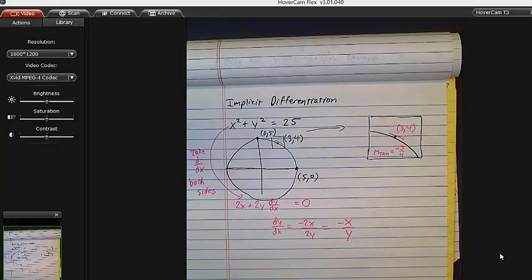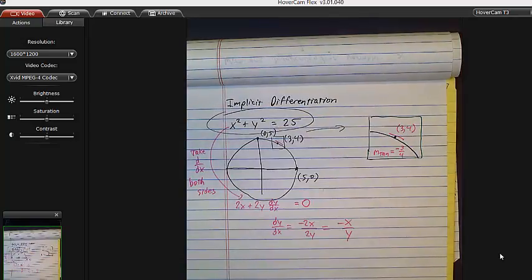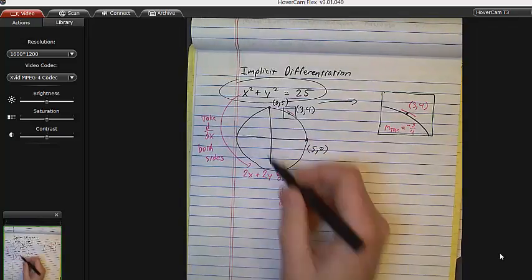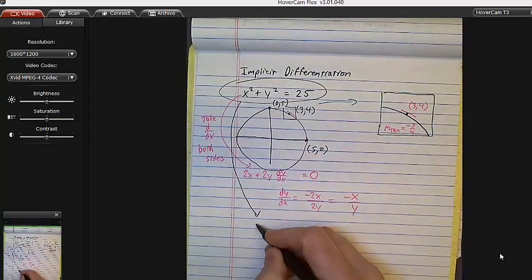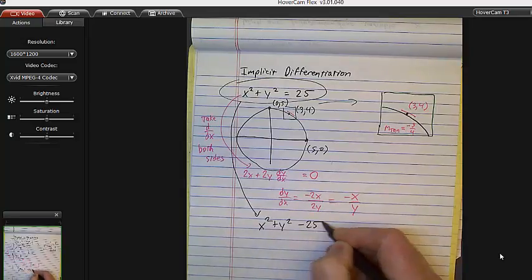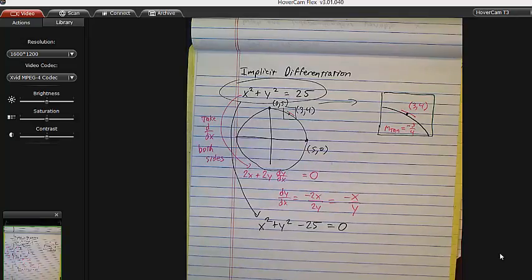But there's another way you can think about this now that you're in Calc 3. And so I'd like to do that now. I'd like to take the equation that I have, and point out that you can solve it for 0. You could say x squared plus y squared minus 25 equals 0. That's the same equation. It has the same graph as the one we used before.